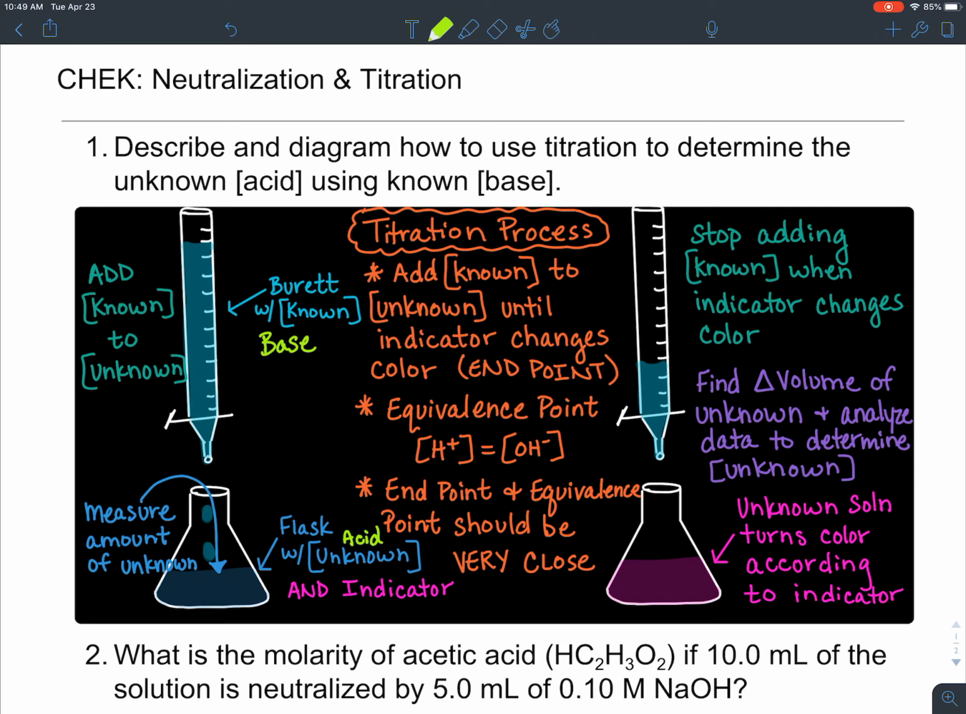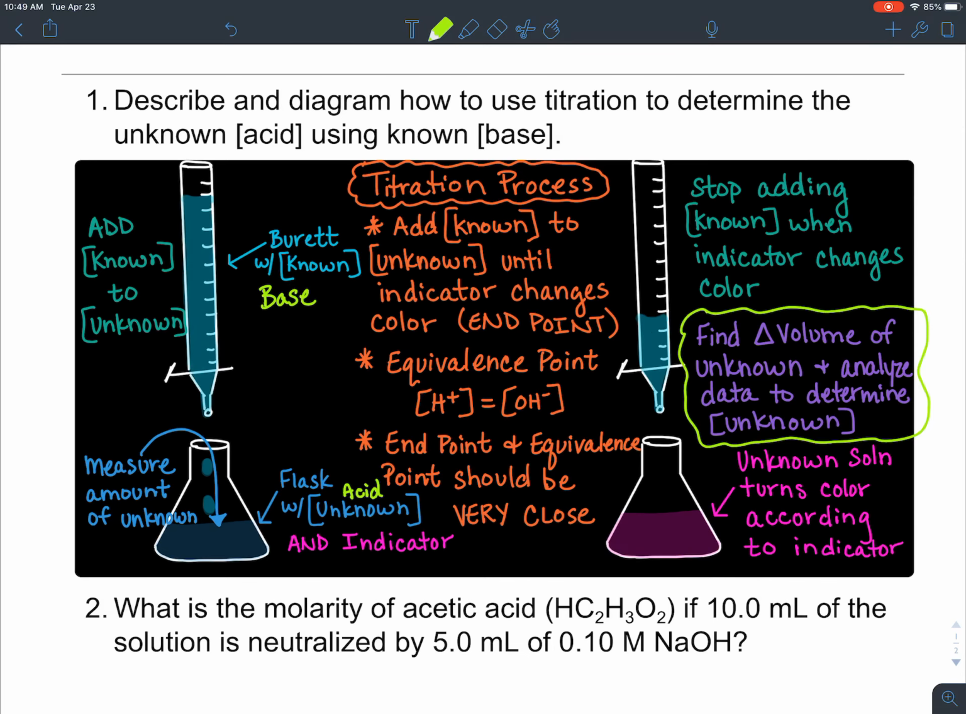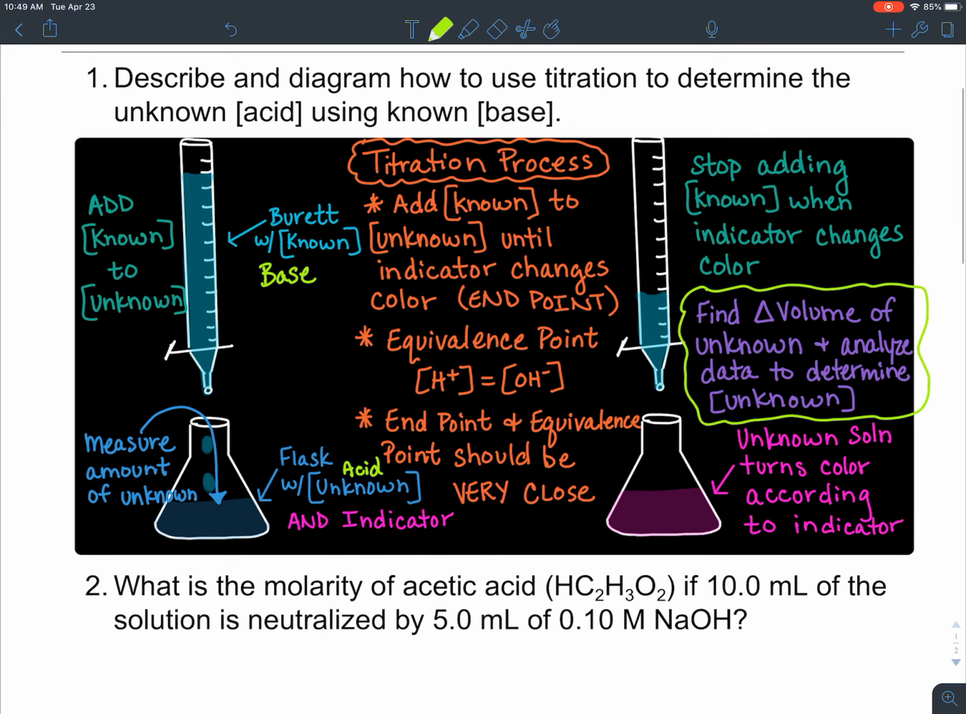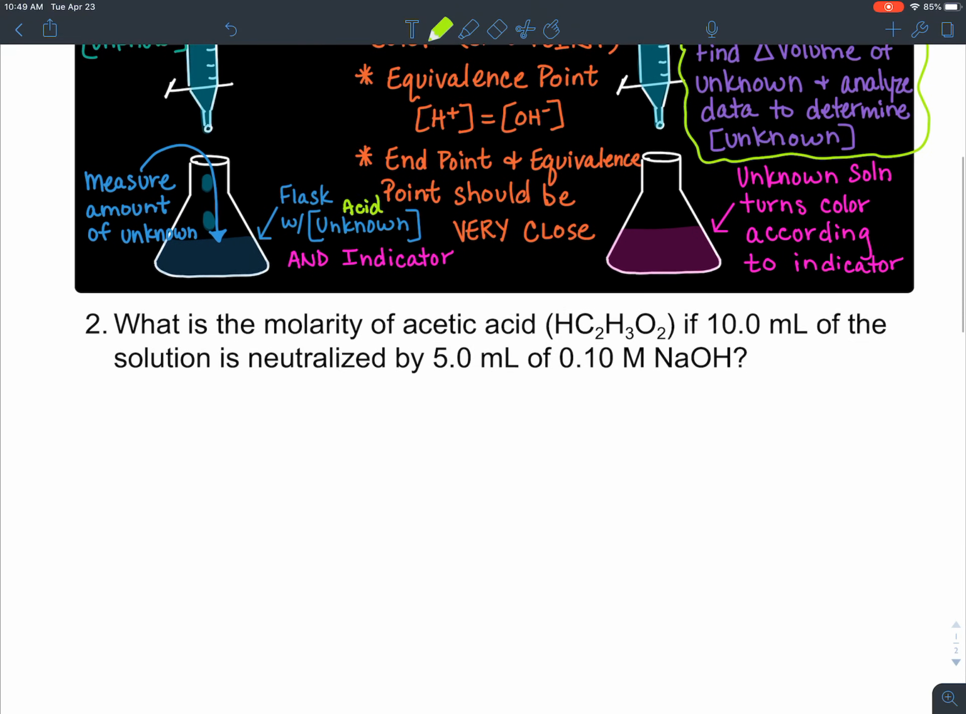And so the general process is that we just add this base to a measured amount of our unknown acid until we reach the equivalence point where the hydrogen ion concentration is equal to the hydroxide ion concentration. And then we analyze that data. So we stop when it changes color, and then we're going to analyze that data just like we would in a regular calculation. And so let's go ahead and do a sample calculation down below.